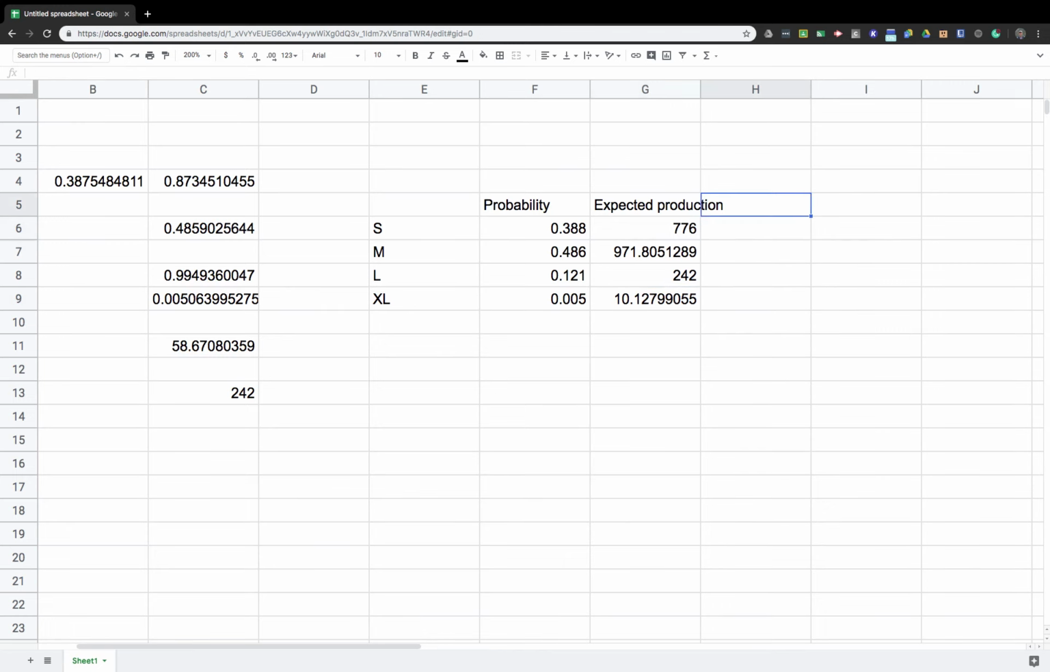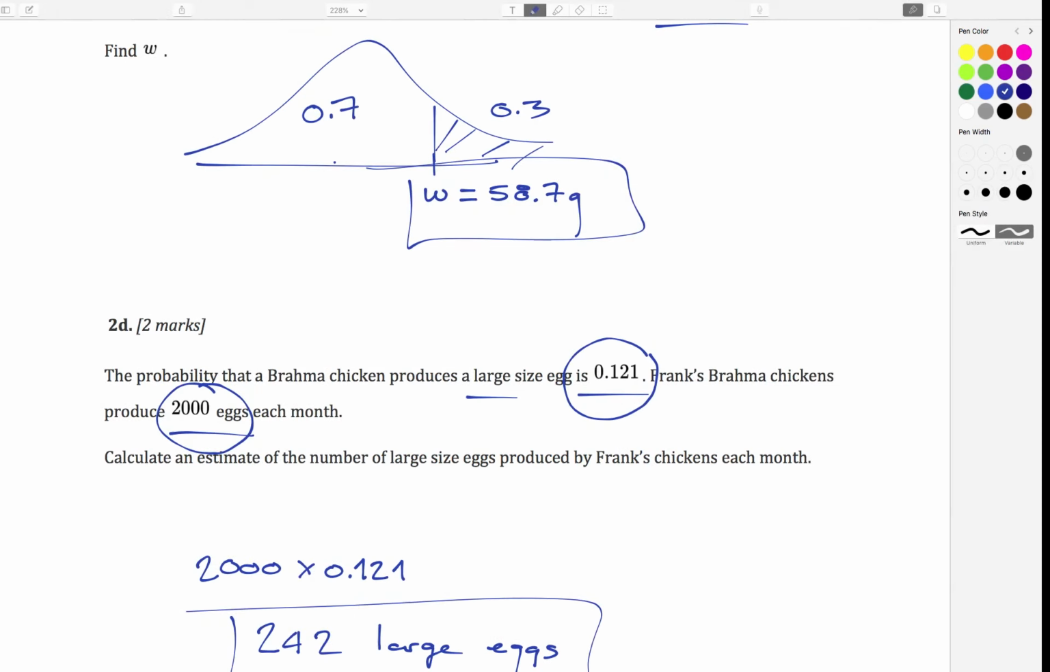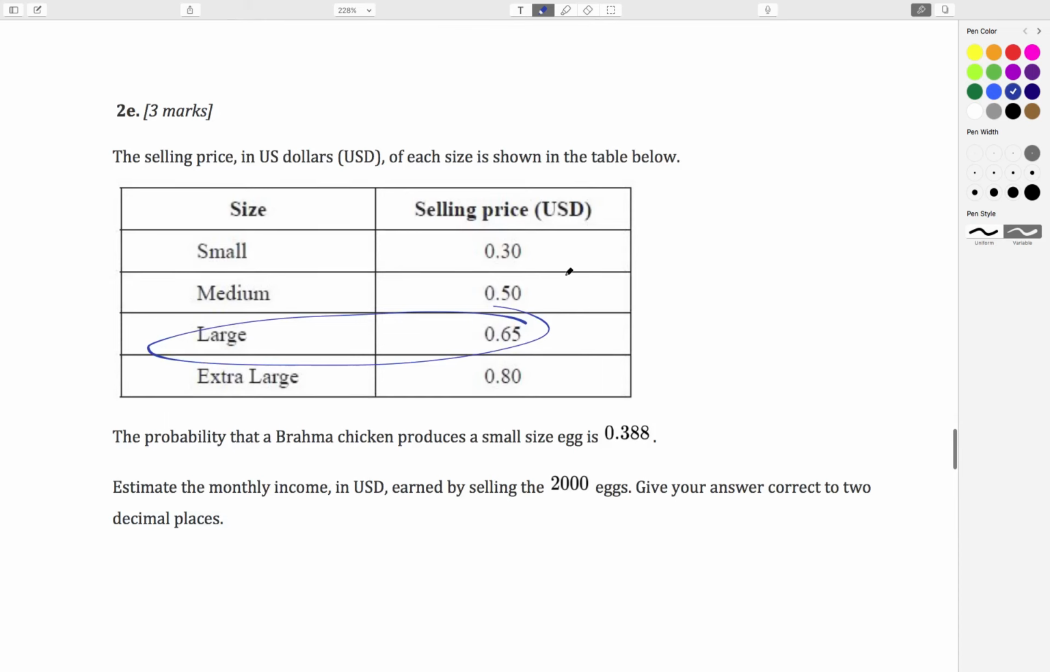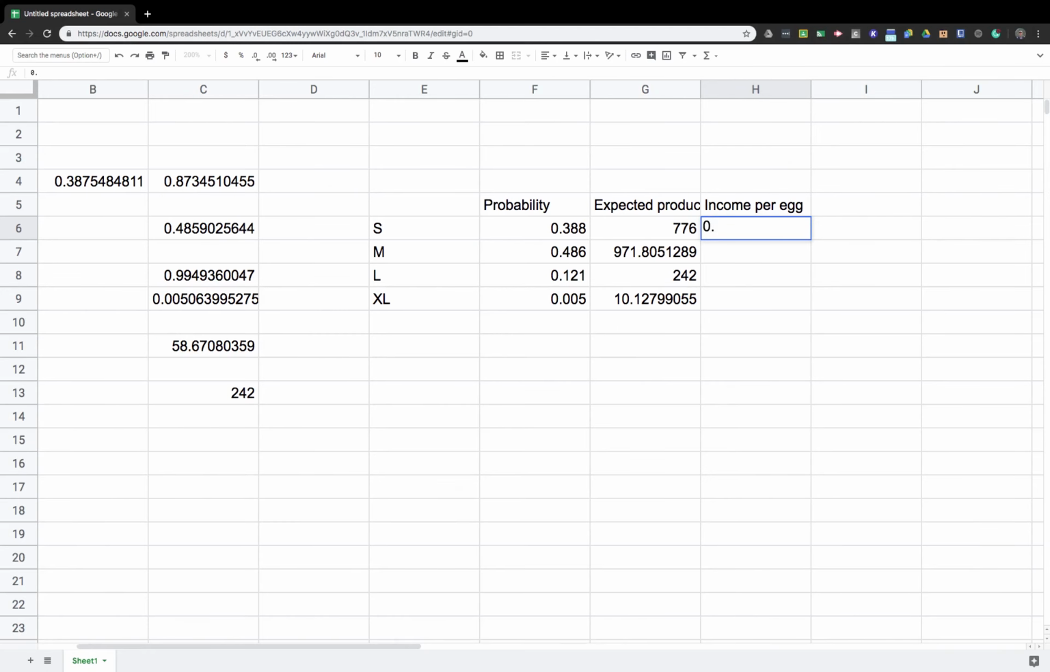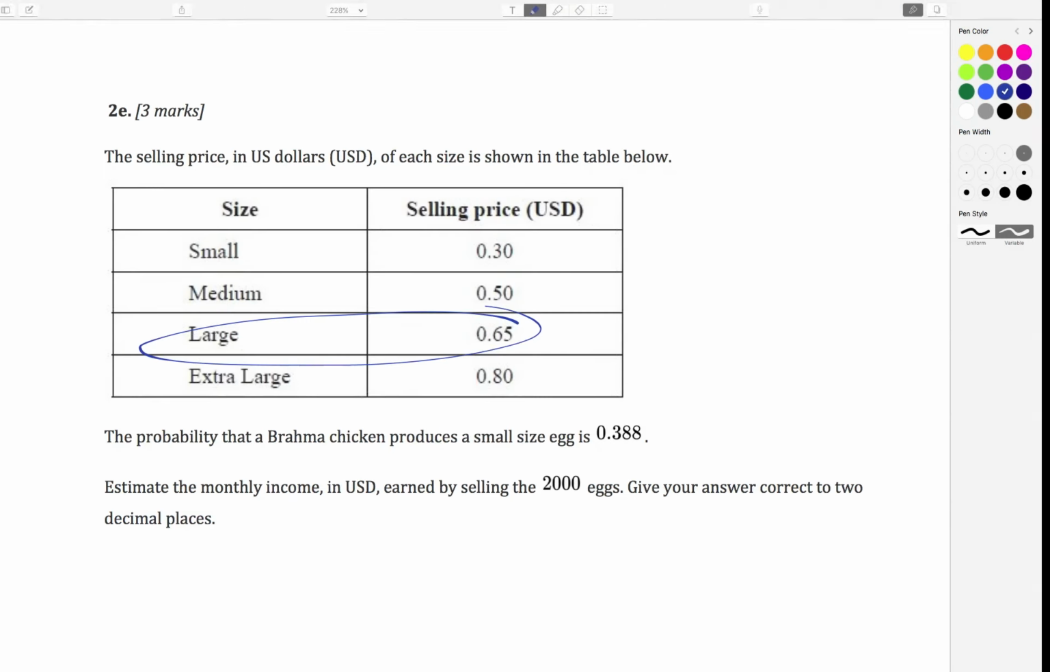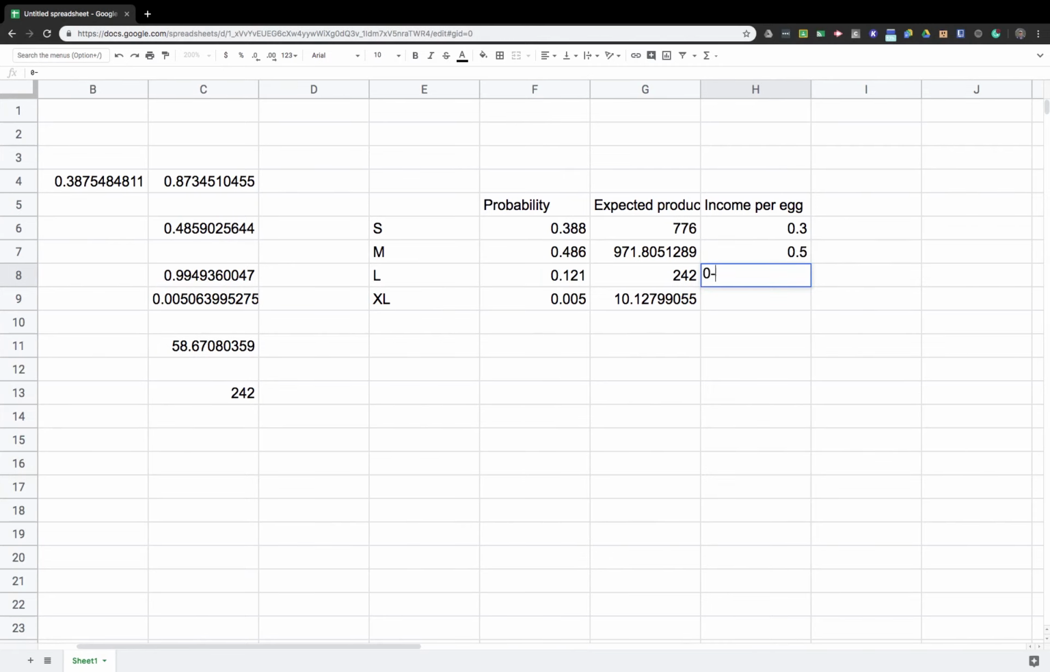Now here I'm going to put my income. Income per egg. For small eggs, I get 30 cents, 0.3. For medium eggs, I get 50 cents, 0.5. For large eggs, 65 cents, 0.65. And for extra large eggs, 0.80. That's my income per egg.